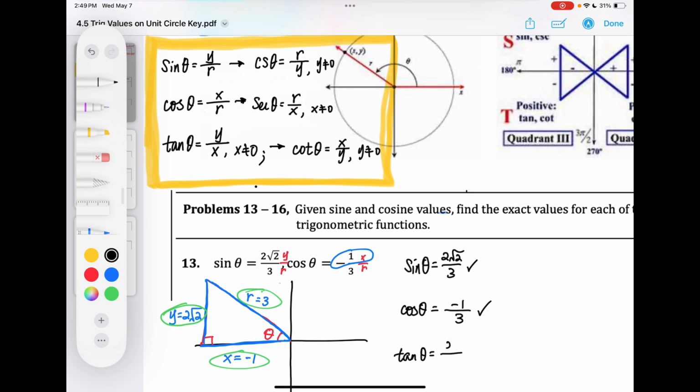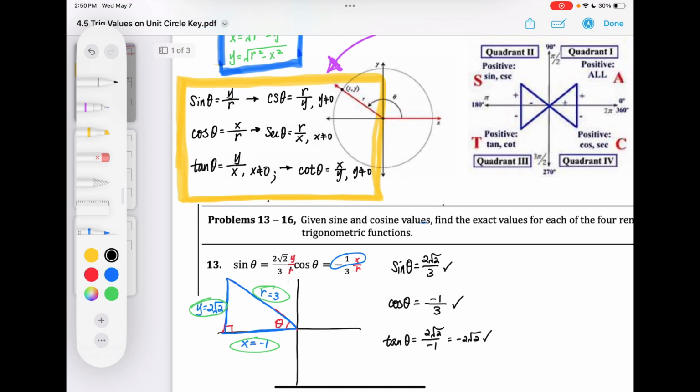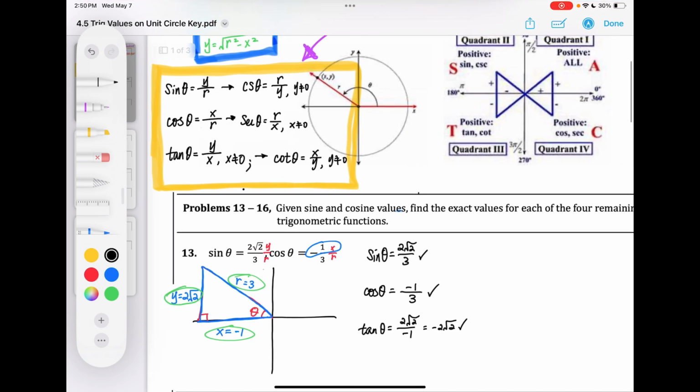And what do we know about my tangent? My tangent is equal to Y over X. What you see is what you get. You got 2 square root 2 over -1. Can I simplify? Of course, so this is just -2 square root 2. Perfect. So we mentioned that in total you get 6. The reciprocal tells me sine will be cosecant. So the cosecant will be upside down, flip that. So I got 3 over 2 square root 2.